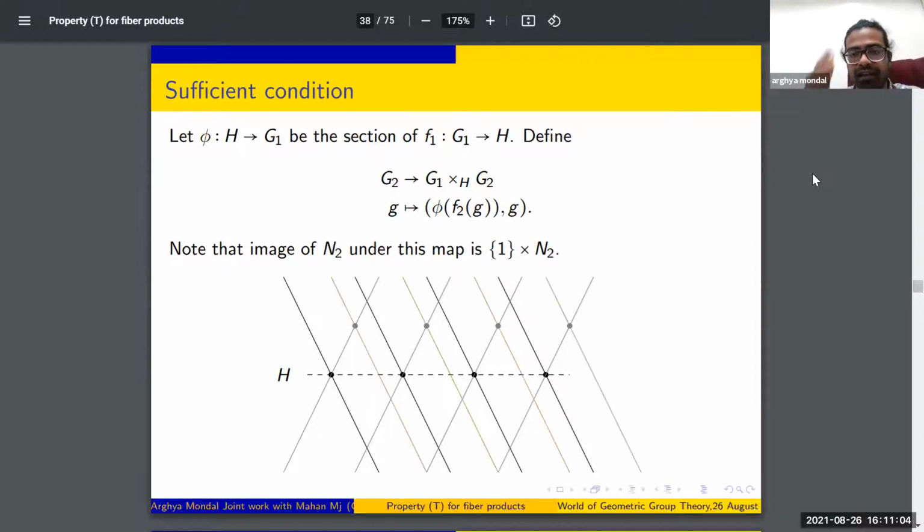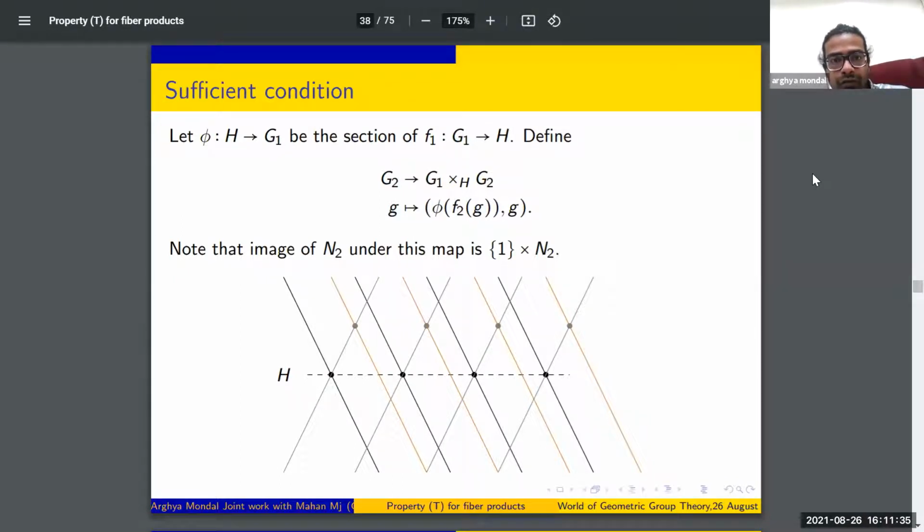So we will get these parallel lines through the section elements, and that will give me an embedding of G2 in the fiber product. And note that if you want to write the image algebraically, then this is the expression. Note that the image of N2 is 1 cross N2, and therefore this is inside the image of G.